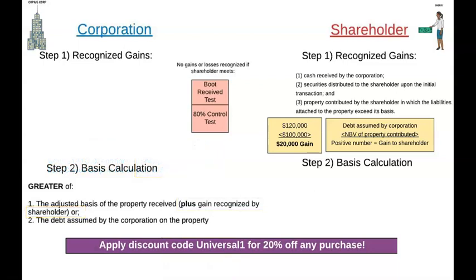So let's now talk about the shareholder. We already ran through how the shareholder is going to recognize gains. We said this could be the receipt of boot, so that could be cash, cancellation of debt, receipt of debt securities, if their contributed liability exceeds their basis.